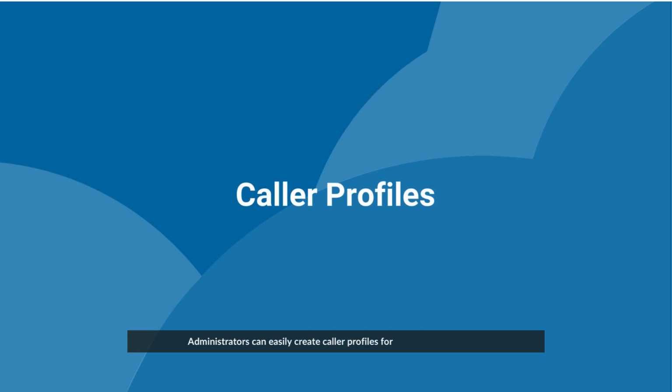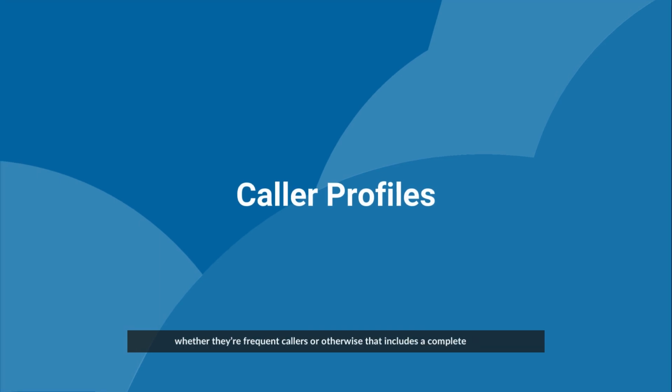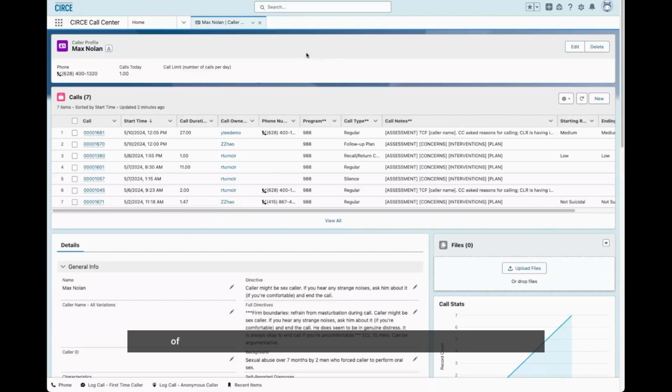Administrators can easily create caller profiles for callers at your center, whether they're frequent callers or otherwise, that includes a complete history of calls, any limits set with that caller, alongside relevant identifying information such as phone number, demographics, characteristics and background, self-disclosed medical history, location, and more. This feature empowers crisis center counselors and staff with the latest information relevant to working with the callers at your crisis center.